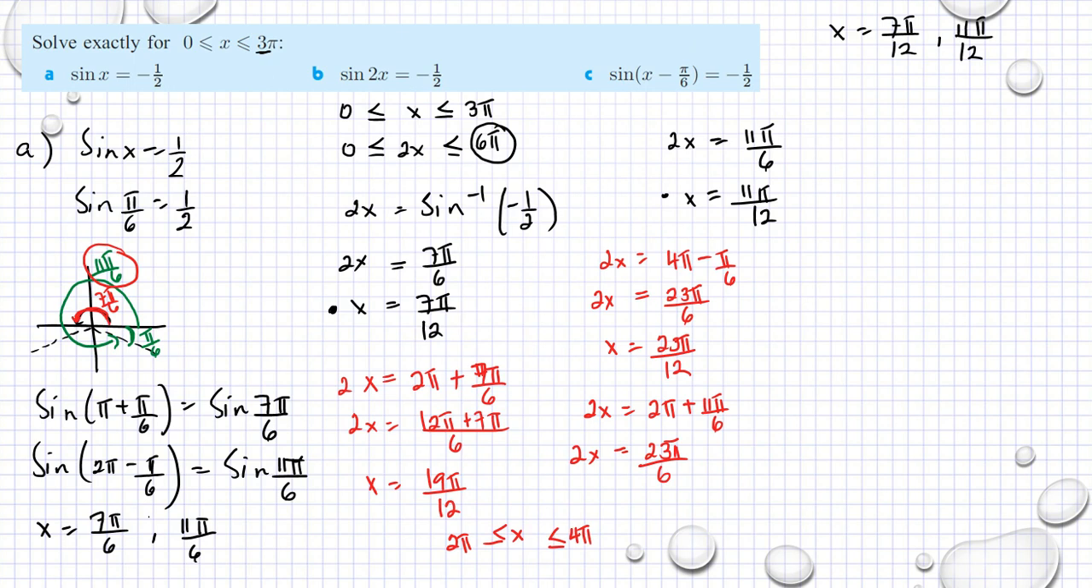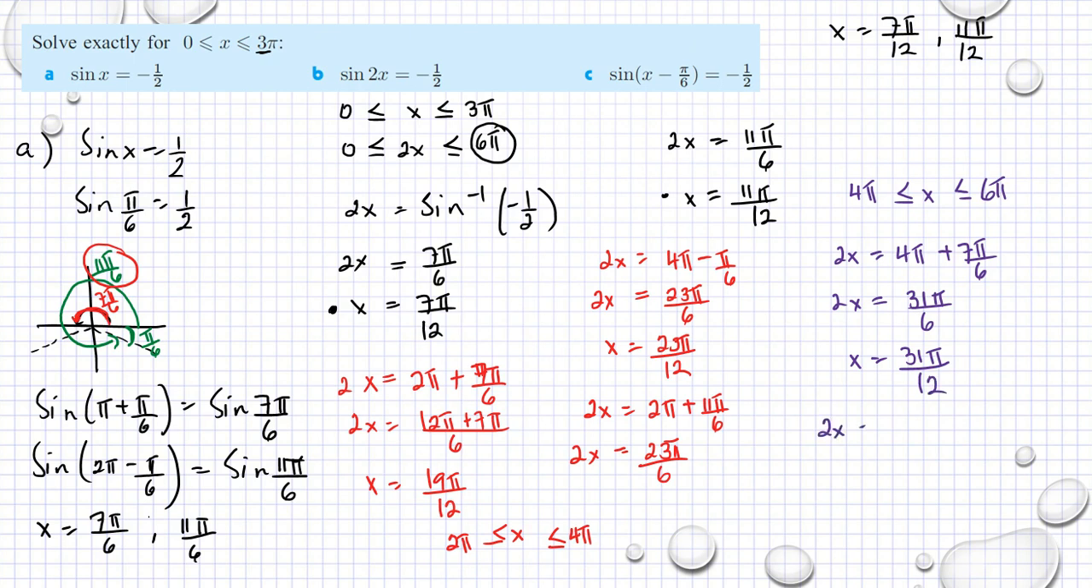Now for the next one, I will use blue. We have when our x is from 4 pi to 6 pi now. It's the same. We have 2x is equal to 4 pi plus 7 pi divided by 6. Then we have 2x is equal to 24 plus 7, which is 31 pi divided by 6. So our x now is equal to 31 pi divided by 12.